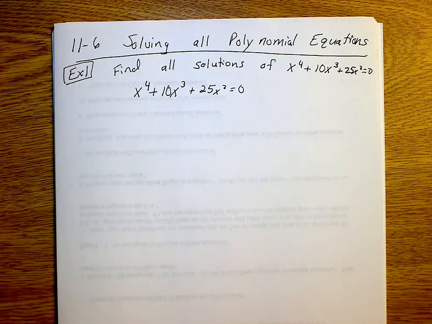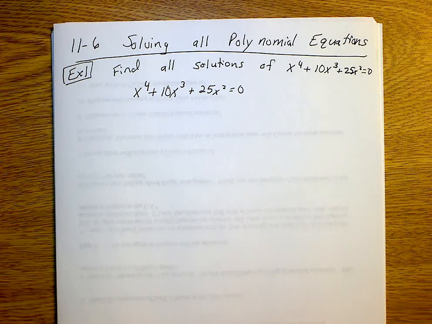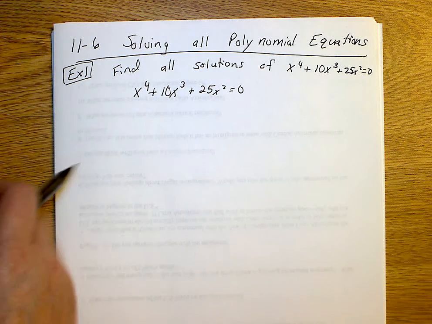Alright, again, 11.6 is solving all polynomial equations, and you are finding all solutions of x to the fourth plus 10x cubed plus 25x squared is equal to 0. So, we are factoring that out. So what did we get when we factored?